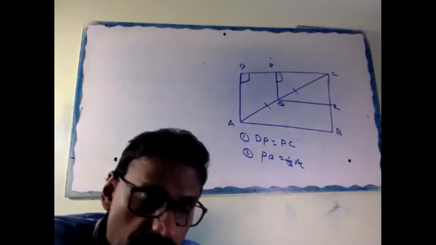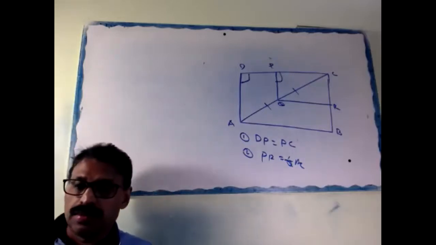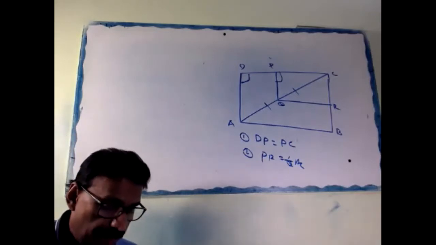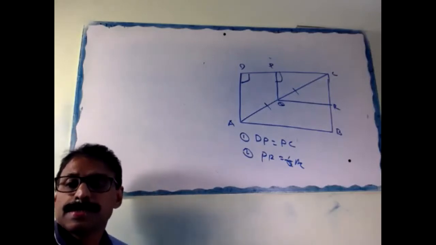Okay, finish now. So next question. ABCD is a parallelogram.